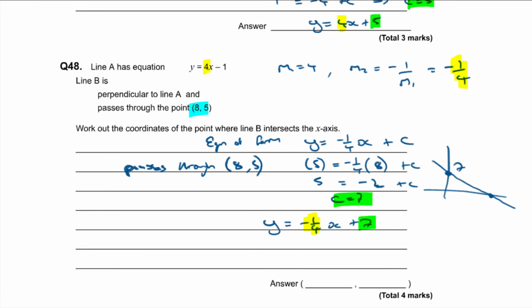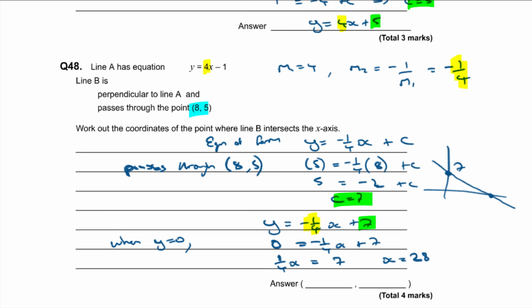Now the y-intercept occurs when x is equal to 0. The x-intercept occurs when y is equal to 0, because remember the x-axis is the equation y is equal to 0. Okay, so if I want to know where this line passes through the x-axis, I want to know the value of x when y is equal to 0. So we're going to sub that into the equation. 0 equals -1/4 x plus 7. Okay, so taking my -1/4 x to the other side, I'm going to get 1/4 of x is equal to 7, and then times both sides through by 4, I'm going to get x is equal to 4 lots of 7, that's equal to 28.